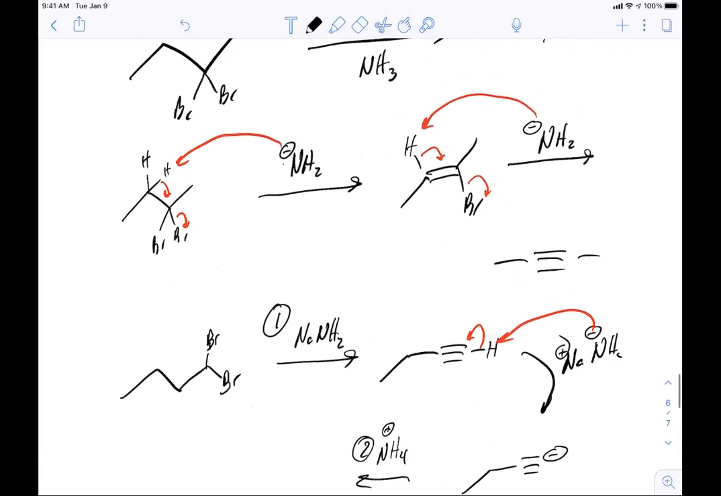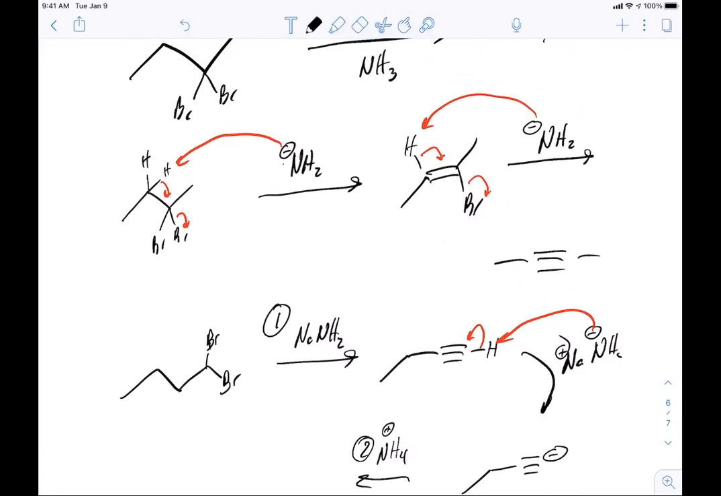Okay, the regioselectivity is a little bit in question. It usually goes internal versus external versus terminal, but it always ends up with an alkyne. You don't end up with an allene. An allene would be two double bonds next to each other. You end up with the alkyne. So once you remove one of the protons, the next proton goes to make the alkyne.